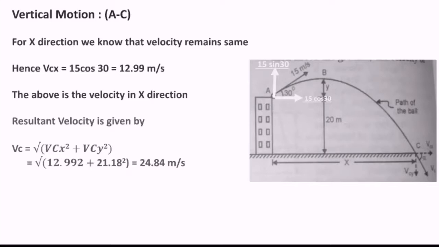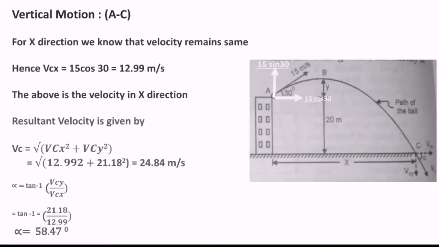For direction, we have tan of alpha is equal to Vcy divided by Vcx, or we can write alpha is equal to tan inverse of Vcy by Vcx. On substituting which, I will get alpha is equal to 58.47 degrees.